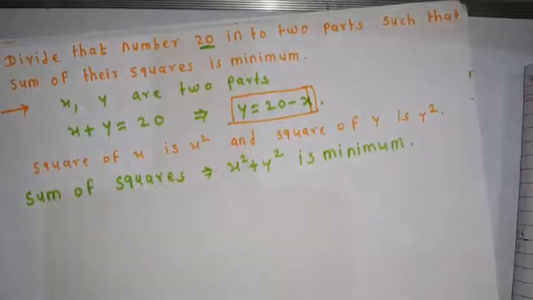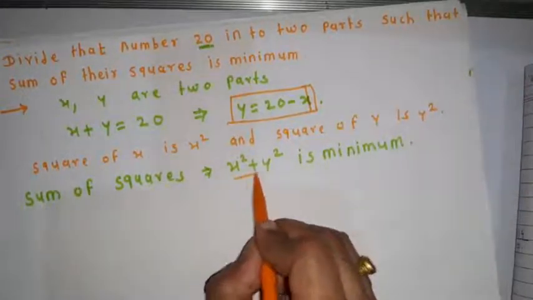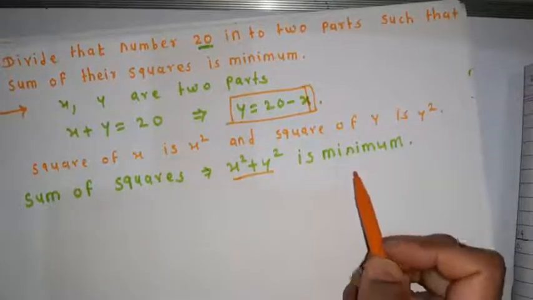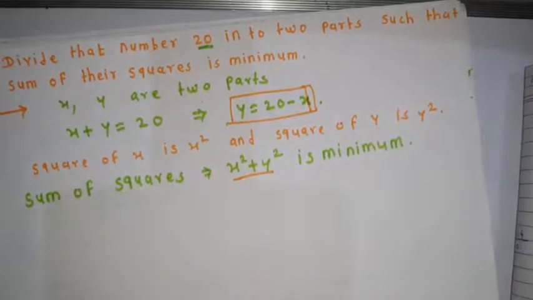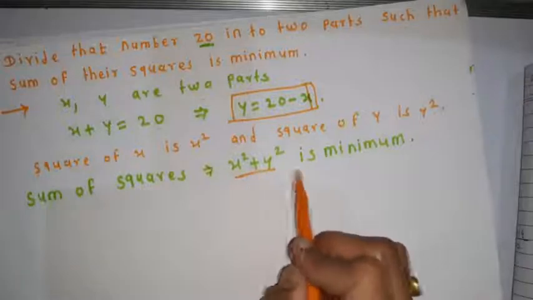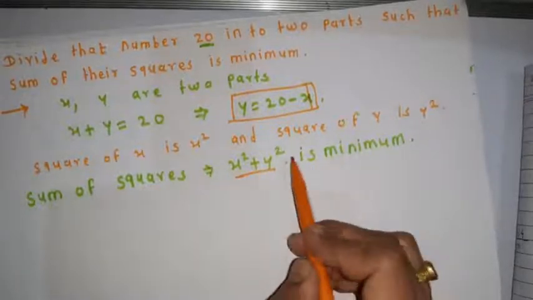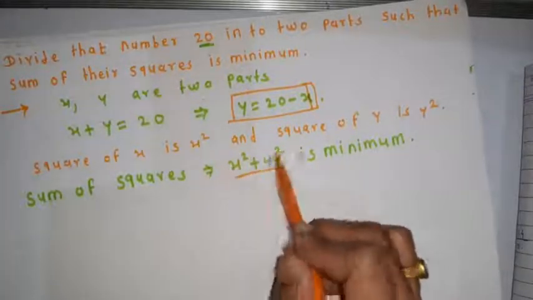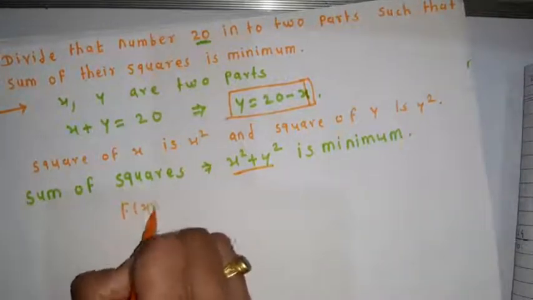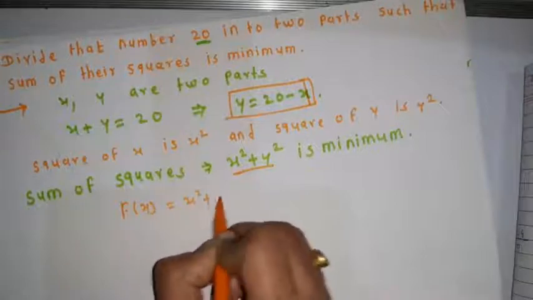Okay students. So what is the condition? That is x square plus y square is the minimum, and this is the condition, and we have to apply the condition. That condition is our function. Remember that we apply the condition. The condition is x square plus y square is minimum, and we have to check the condition. That is our function, and that's why here our function is x square plus y square.